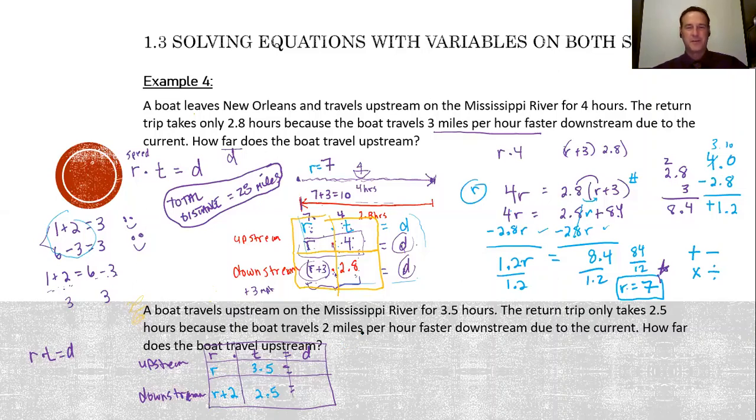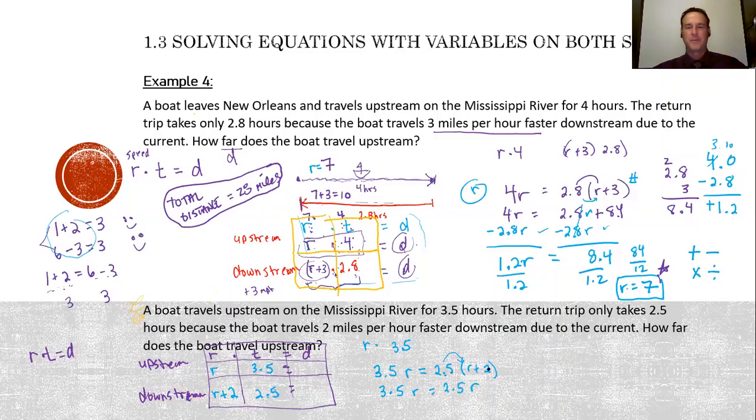And maybe I'll do it kind of in a clean way first. This is really R times 3.5, but I really want 3.5 R. And the same thing here, 2.5 times R plus 2. Let's write that kind of nice to begin with. Don't forget your parentheses. That's a huge deal. And I've got to distribute. So 2.5 times R is 2.5 R.